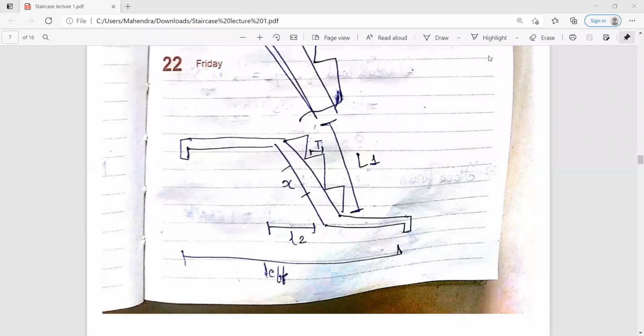मैम L effective is the whole length या फिर inner to inner है? inner to inner है. ओके, थैंक यू.